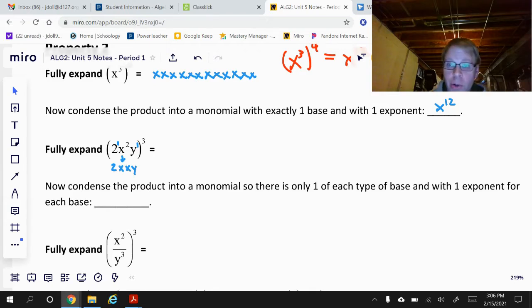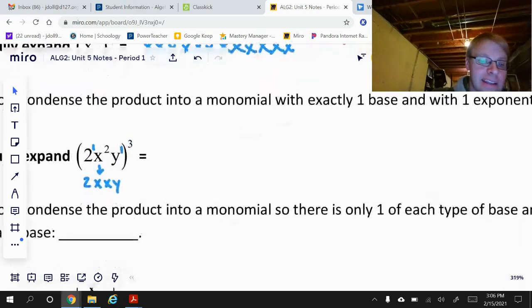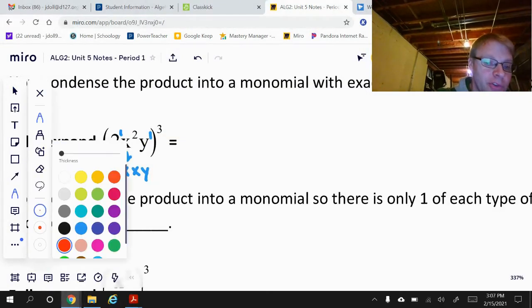After, what you're going to do is fully expand 2x squared y all to the third, and then condense what you have after fully expanding it back so that it is a monomial with only one base for each type of base and one exponent on those bases. Ready? Pause. All right, let's see if we were able to do this properly.